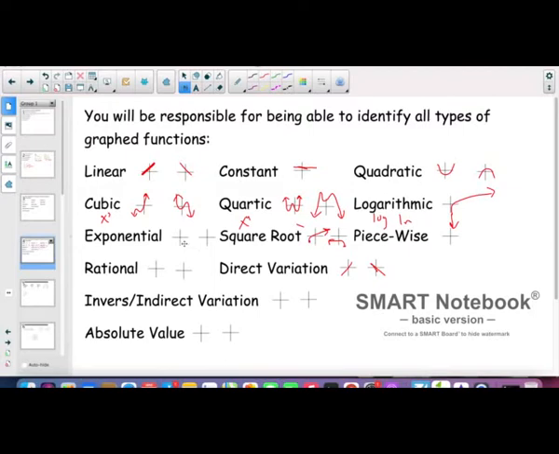If it's an exponential function, remember, exponential functions start out having a horizontal asymptote, and then they get very, very big very, very quickly. So they go up or down exponentially.